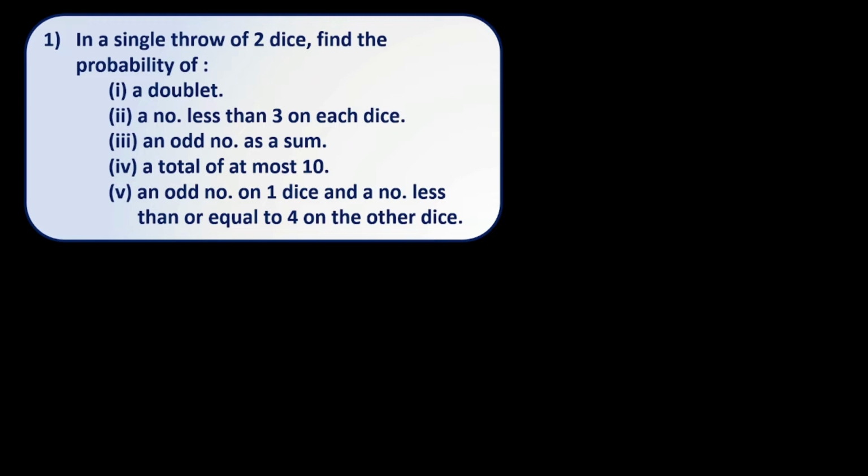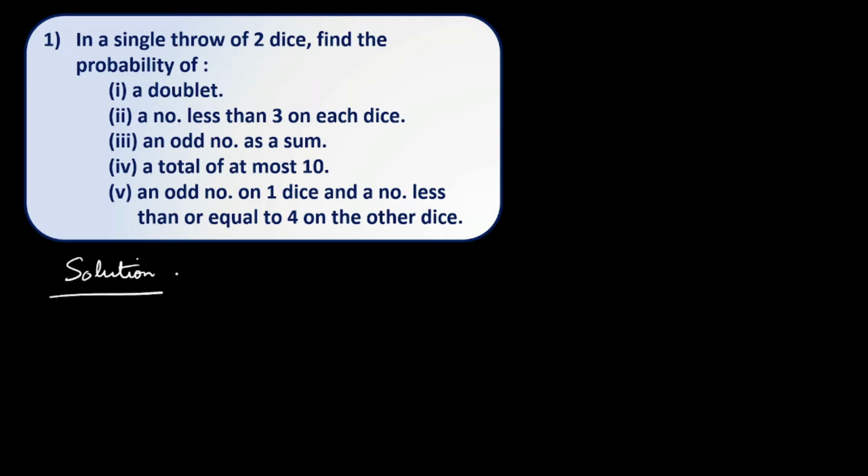So in the problem it is given, in a single throw of 2 dice, find the probability of a doublet, a number less than 3 on each dice, an odd number as a sum, a total of at most 10, an odd number on one dice and a number less than or equal to 4 on the other die. So let's quickly jump into the solution.